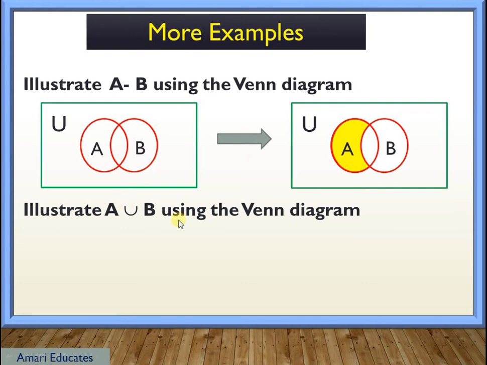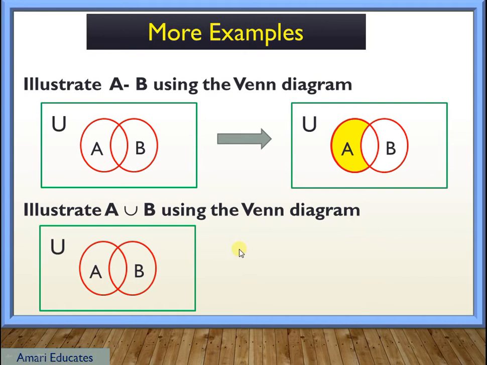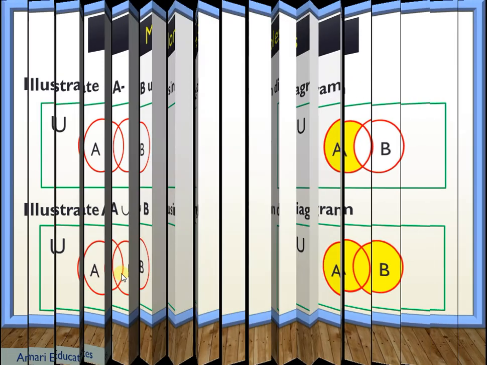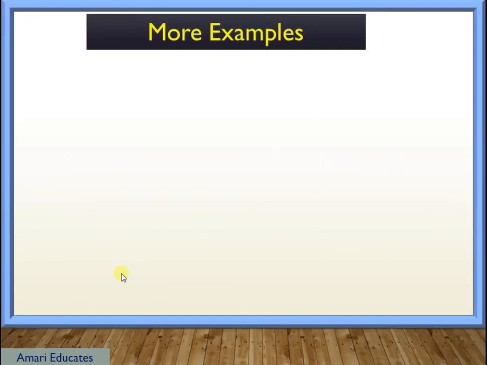Illustrate A union B using the Venn diagram. A union B means, obviously, we're going to put these two together. So our illustration will look like this. Easy, right? Okay. Let's have more.